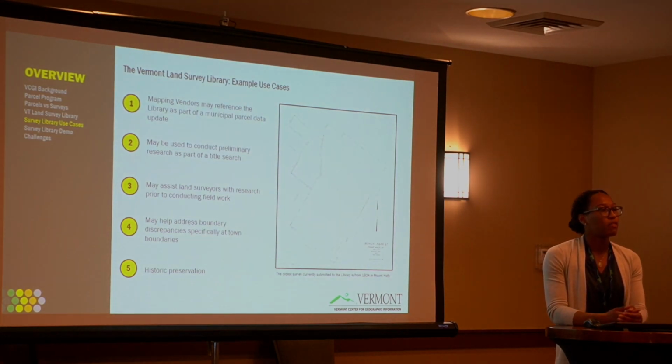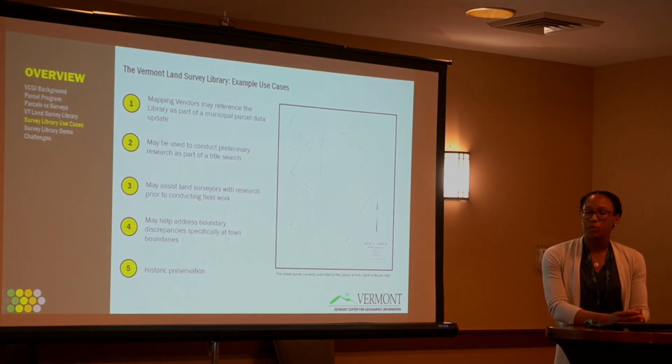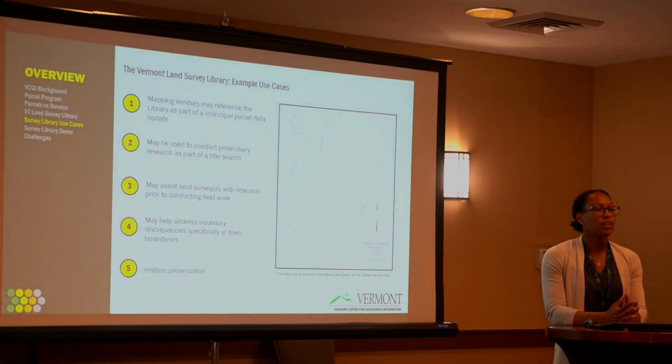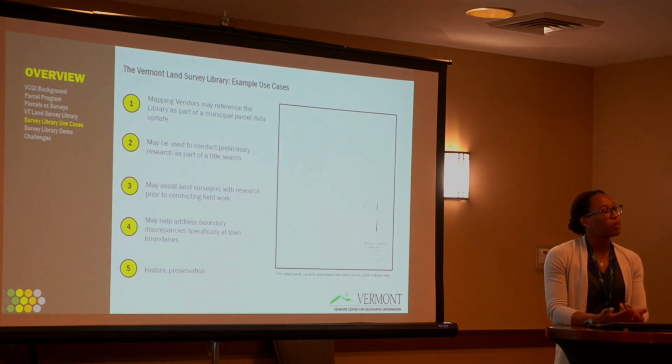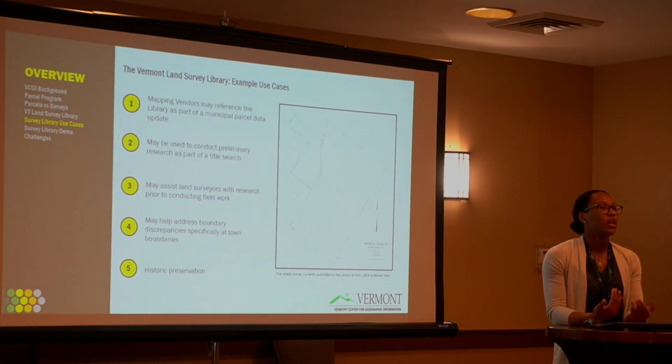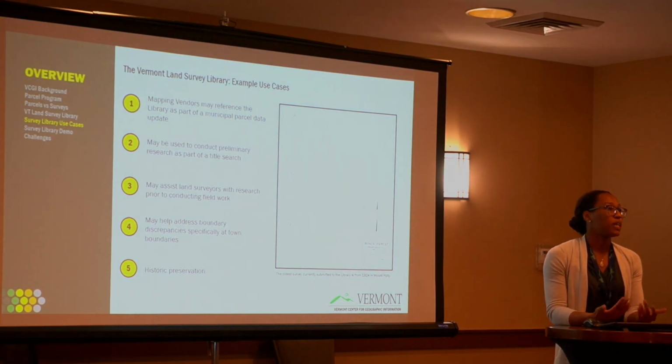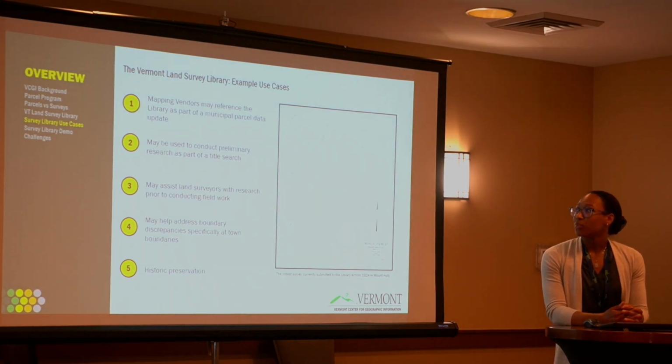For example, we've already touched on this together. Mapping vendors may be able to reference the library as part of a municipal parcel data update. This could make the workflow a little bit more efficient, in that vendors would be able to cross-reference what they're receiving from the town and make sure that all boundary line adjustments and subdivisions are being captured in a parcel update.